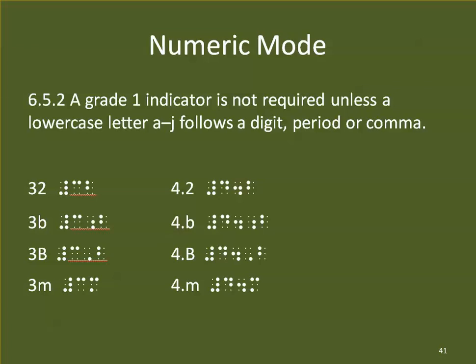The next example is decimal point, capital B. Again, the capital indicator is not on that list of things that numeric mode carries through, so the capital indicator terminates numeric mode. We do not need a grade 1 mode symbol indicator in front of the capital B. And for point M, M can't be mistaken for anything, so we don't need a grade 1 indicator there.